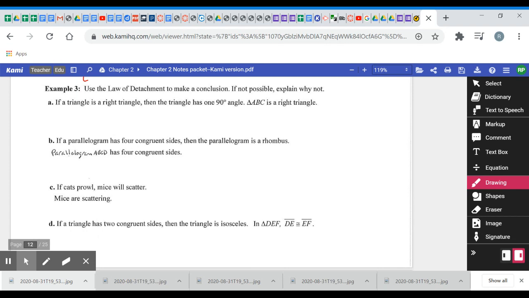If a triangle is a right triangle, P, then the triangle has one 90-degree angle, Q. It says triangle ABC is a right triangle. So it's basically restating P with the specific example of triangle ABC. And so therefore my true conclusion is Q. I can basically restate Q with the specific example of triangle ABC. Instead of just saying the triangle has one 90-degree angle, I'm going to be more specific and say triangle ABC has one 90-degree angle.